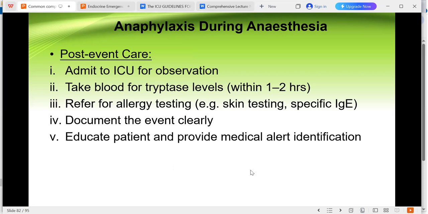Post-event care: admit to ICU for observation. You want to take blood for tryptase levels, refer for allergy testing, and document the event.